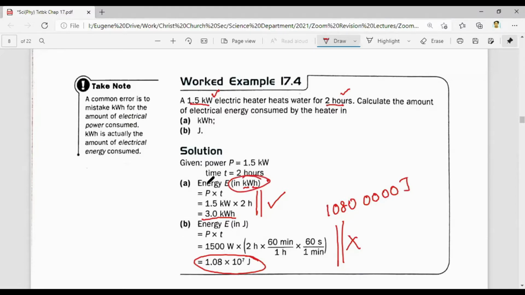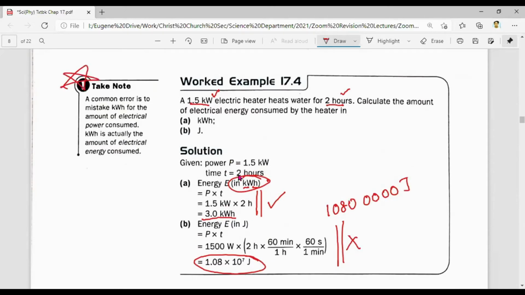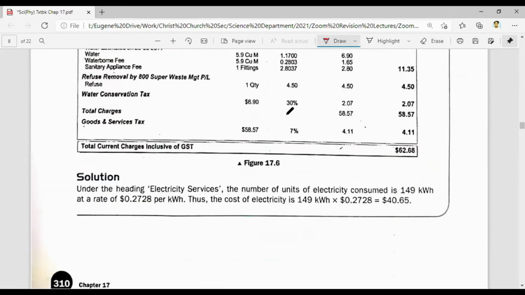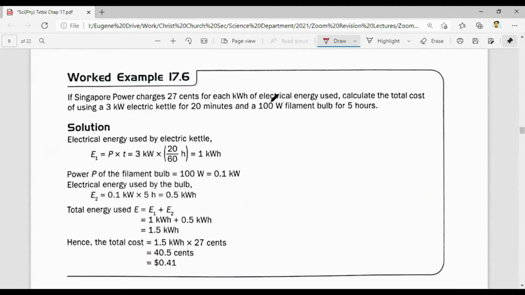So do take note of this. A common mistake that people make is that they think kilowatt hour is power. They think kilowatt hour is the amount of electrical power. No, this is not power. Kilowatt hour is actually the amount of electrical energy consumed. So do take note of this. Now all this is a bit more examples here, so do take note how to use it.